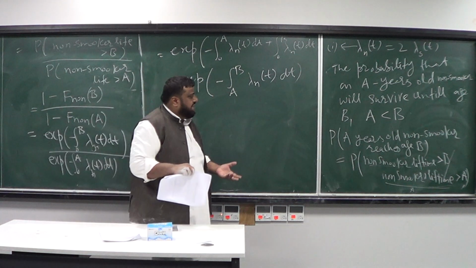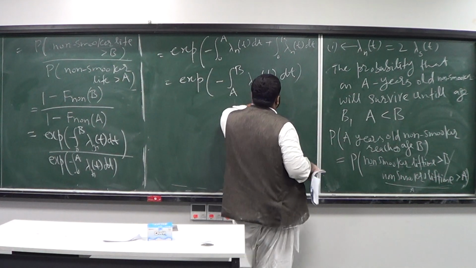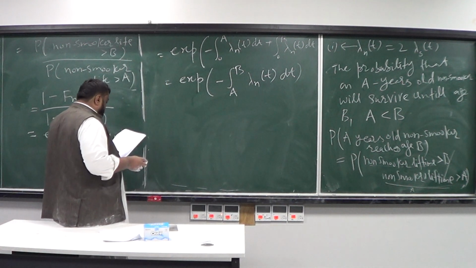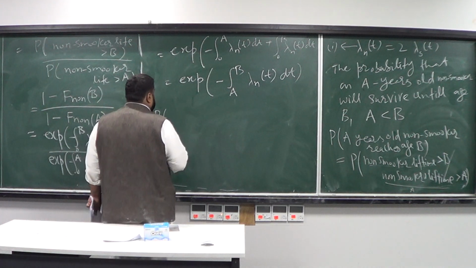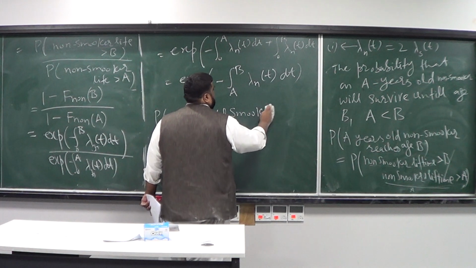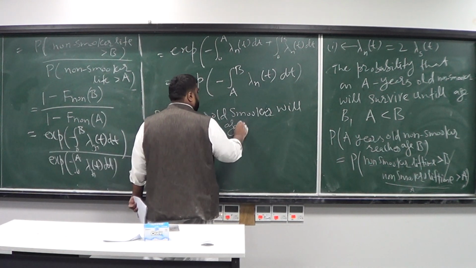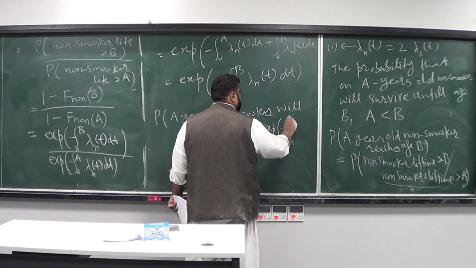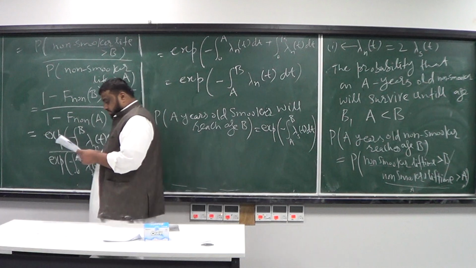This expression is really the probability that an A years old non-smoker will reach the age B. So I can express this probability in terms of the survival function. I can repeat precisely the same steps for the smoker. So the probability that an A years old smoker will reach age B is going to be equal to the same thing, except the exponential of minus the integral from a to b of lambda s of t dt. This is what it is going to be.